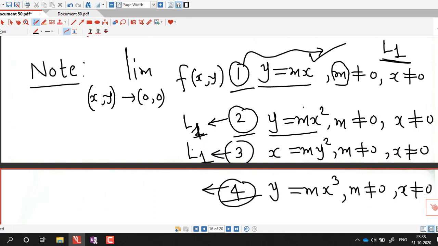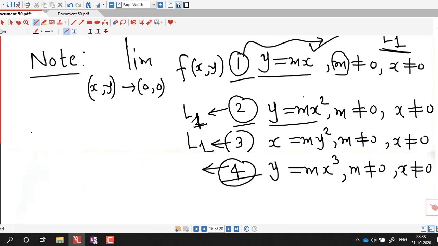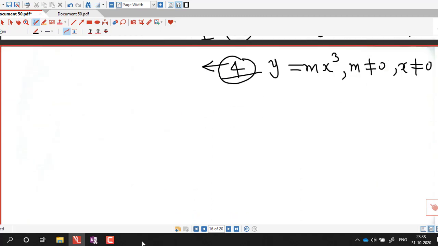So in this way we can check along different paths passing through the origin, and from this we may have the idea whether the limit exists or not. And if there are chances that the limit exists, then we will prove the existence of the limit by definition, which we are going to discuss later. So now we take one more example on how to show that the limit does not exist.